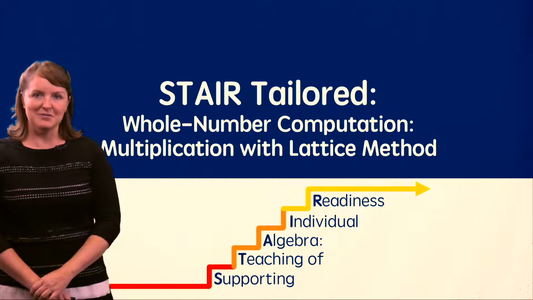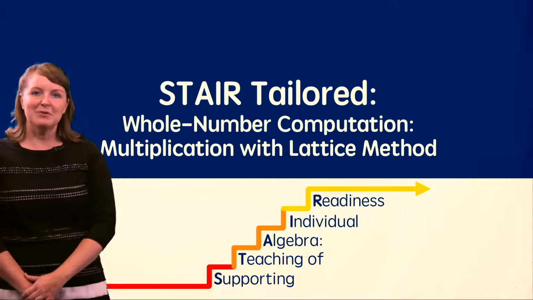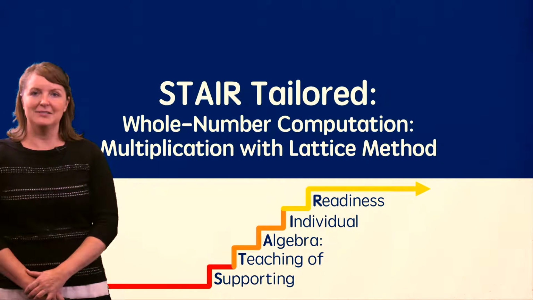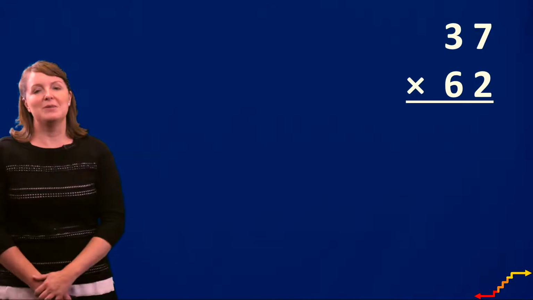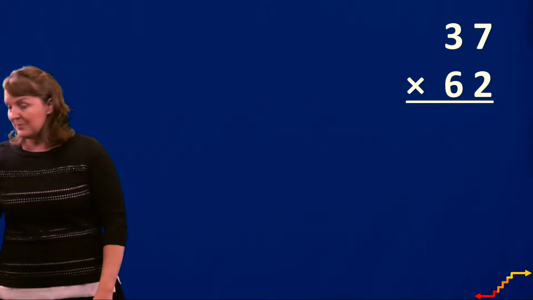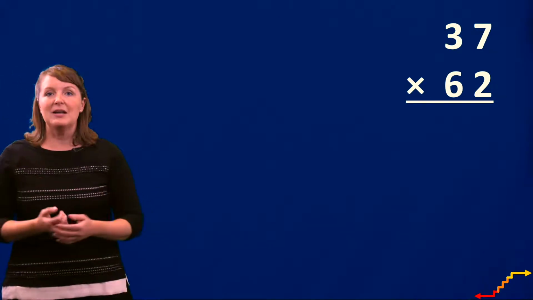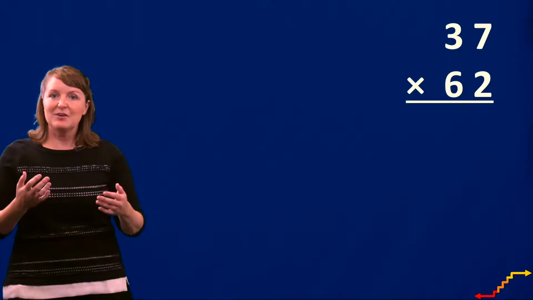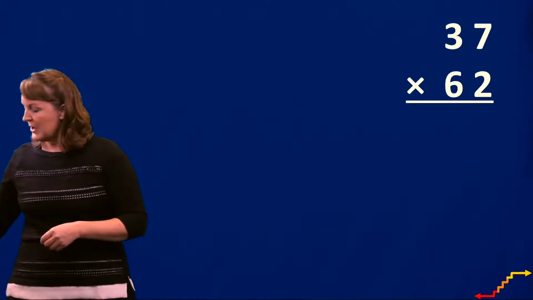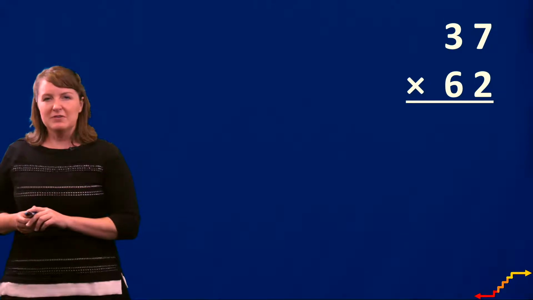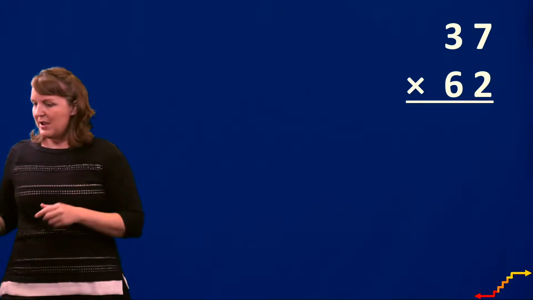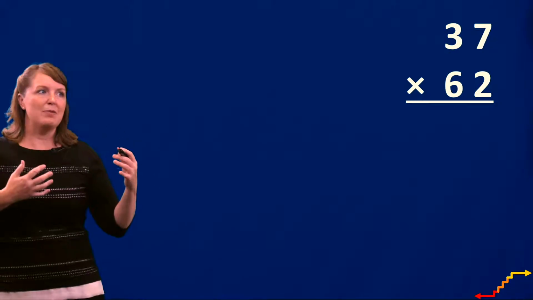I'm Sarah Powell from the University of Texas at Austin, and today we're focused on multiplication using the lattice method. So we have a problem here, 37 times 62, and I'm going to show you how we could help students understand solving this problem with the lattice method. So the lattice method involves a few different things. First, I'm going to set up a lattice to work my problem.